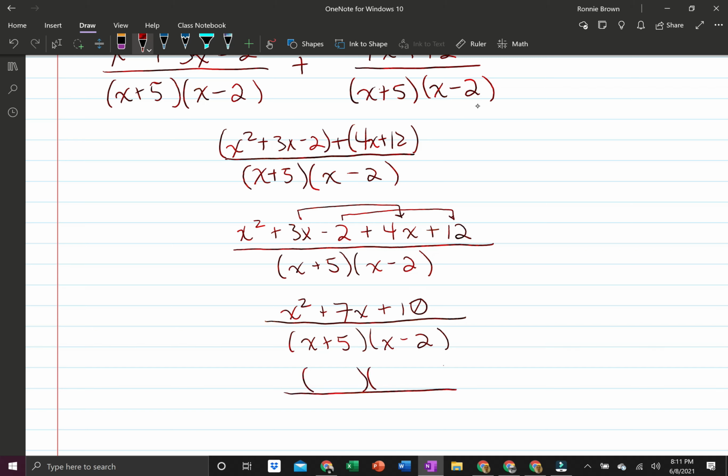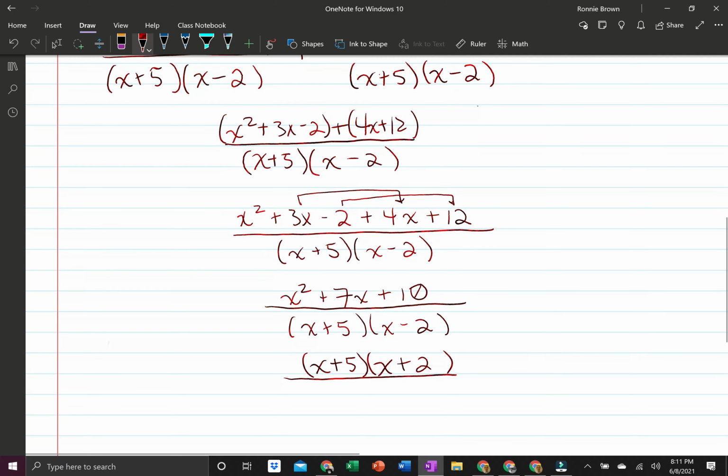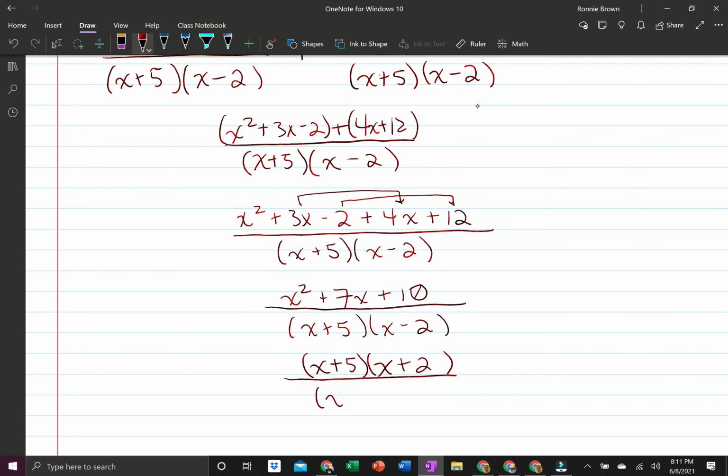So for myself, I'm saying what times what will give us positive 10, and the same two numbers that I'm multiplying have to add or subtract to make positive 7x. So to me, that's 5 and 2, right? Positive 5 and positive 2 make positive 10. Positive 5 and positive 2 added together will get you that 7x once we go through the foiling and stuff like that. And that's still all over the denominator of x plus 5 times x minus 2.